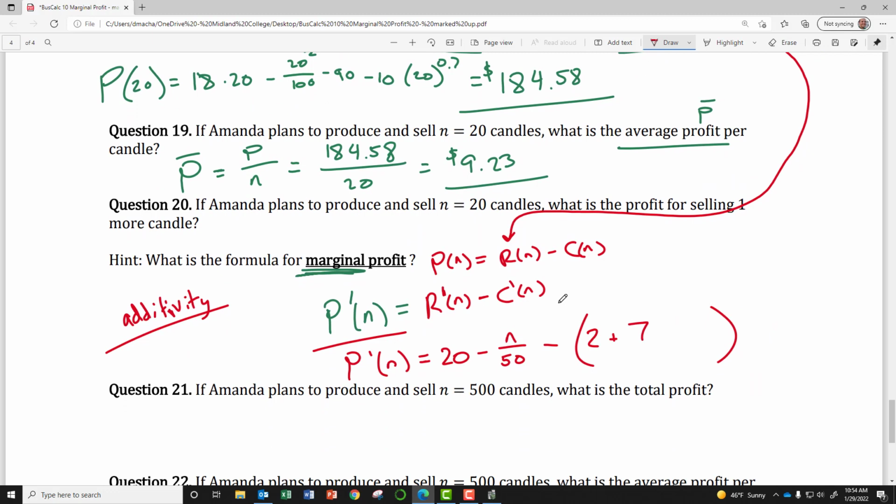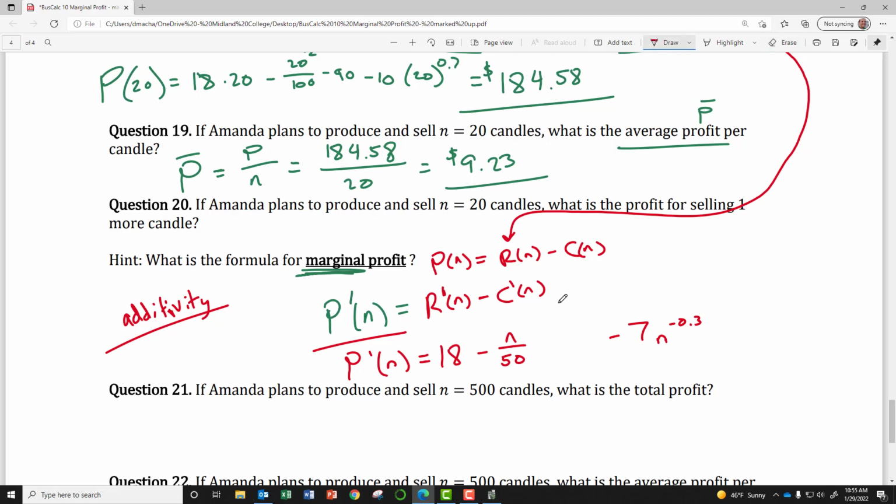Plus 7 times n to the negative 0.3. So I distribute that minus sign inside these parentheses because I want to subtract the whole cost and not accidentally add any terms from the cost function. I get this. And so 20 minus 2 is 18. So I'm just simplifying a little bit here. And then this looks good.